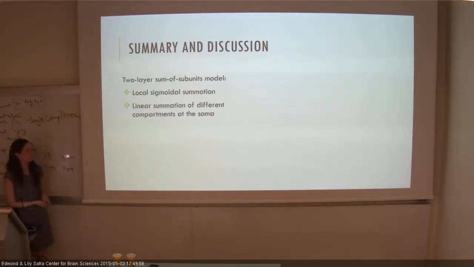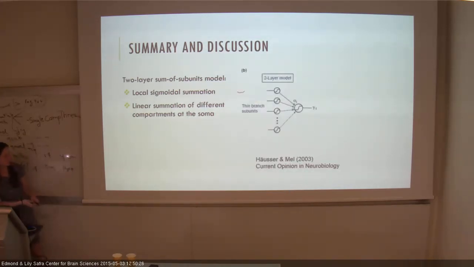What they tried and convinced us is that the results here indicate a two-layer sum of subunits model. What they claim to show is that there is local sigmoidal summation, this is the within compartment kind of summation, and linear summation of different compartments at the soma. And I want to show you how they try and relate it to other models that were available.